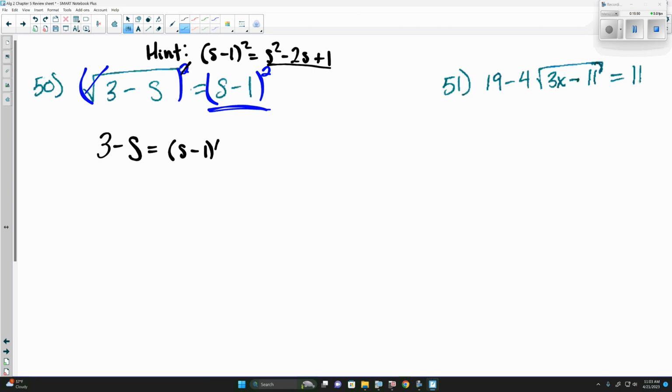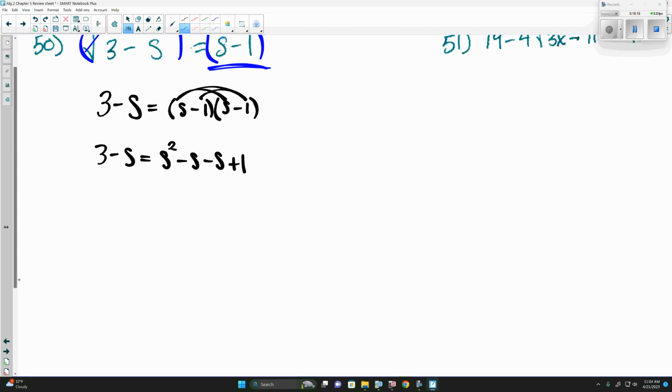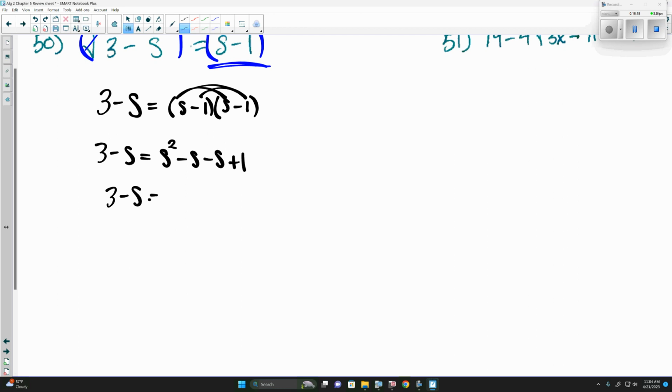Or if we actually write it out, because s minus 1 squared is the same as s minus 1 times s minus 1. Now, if we multiply this out, s times s is s squared. s times negative 1 is negative s. Negative 1 times s is negative s. And negative 1 times negative 1 is plus 1. Telling us that 3 minus s is equal to s squared minus 2s plus 1.